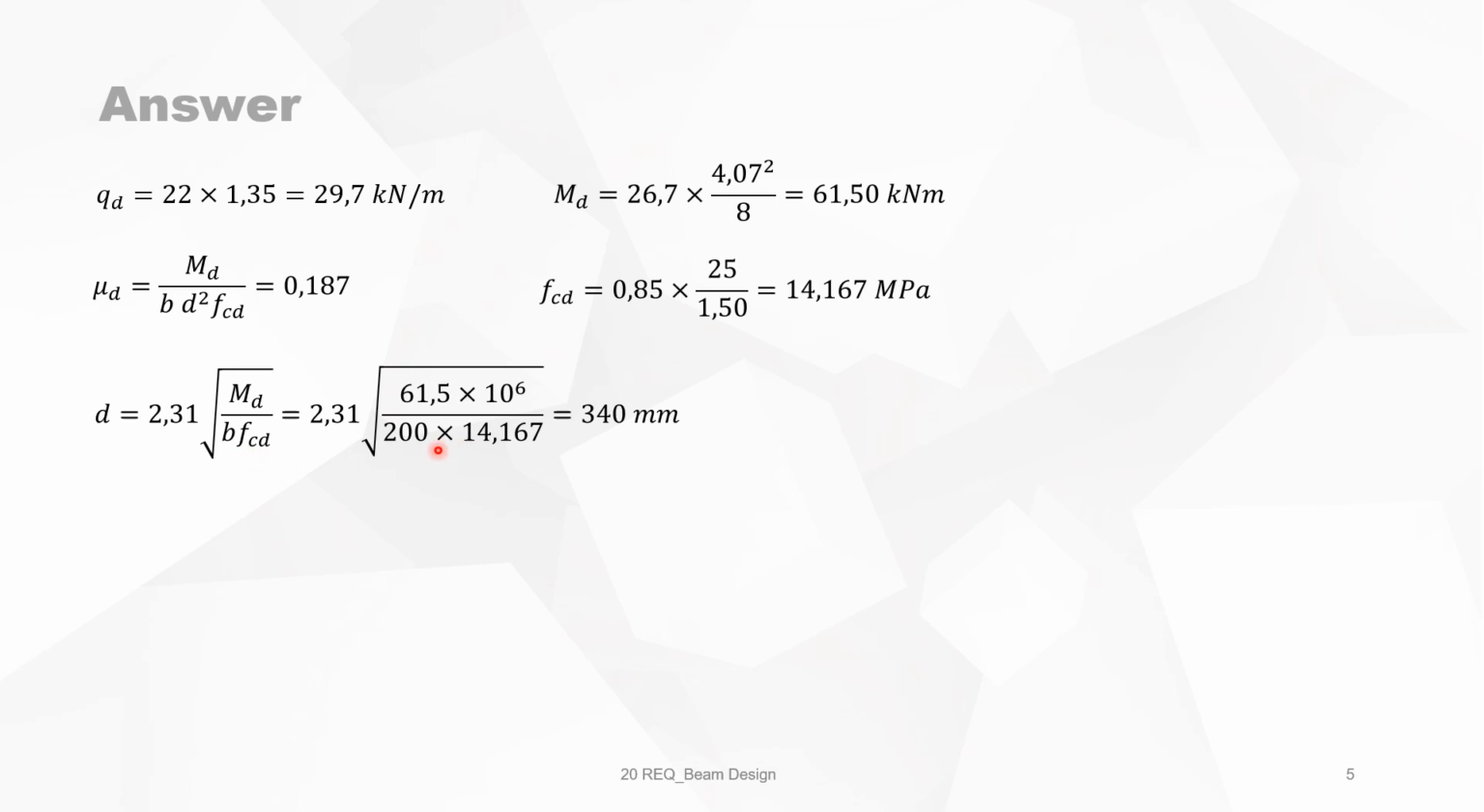You use this equation to find d, the effective depth. We put in the different numbers, taking care of the units. The units are Newton and millimeter. That's the easiest way to do it. And then we get 340 millimeters that we need as effective depth.